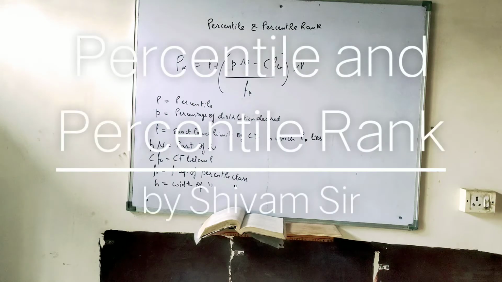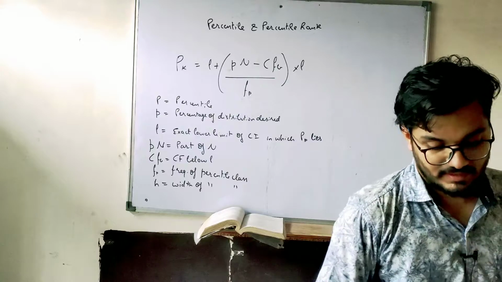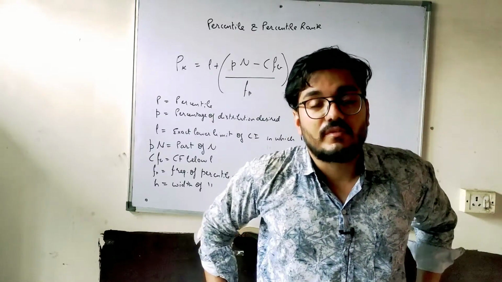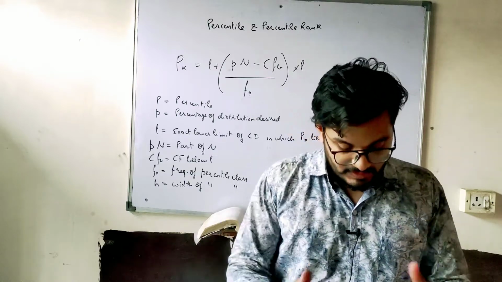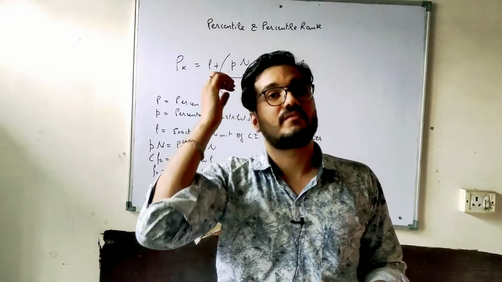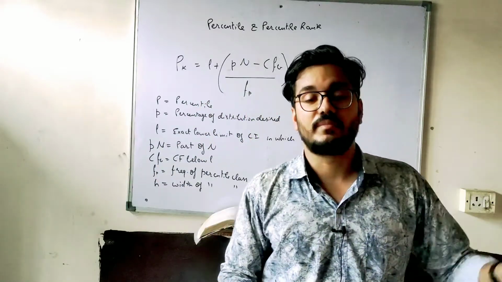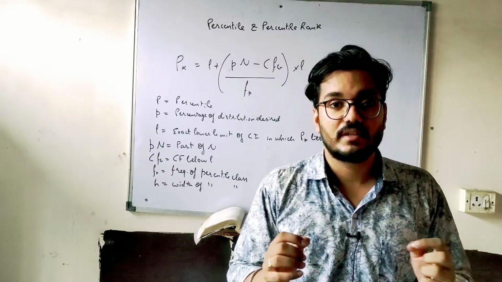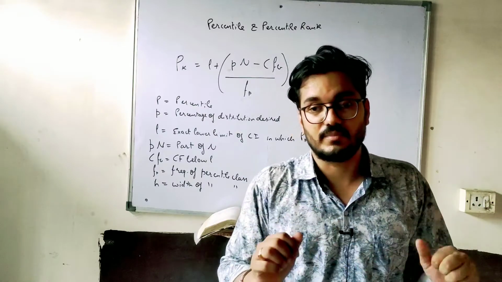So hello all, in this video we will study percentile and percentile rank. This is the next topic after quartile. We must have seen students getting a percentile of 30% or 40%. It means that if I arrange some scores in ascending order.